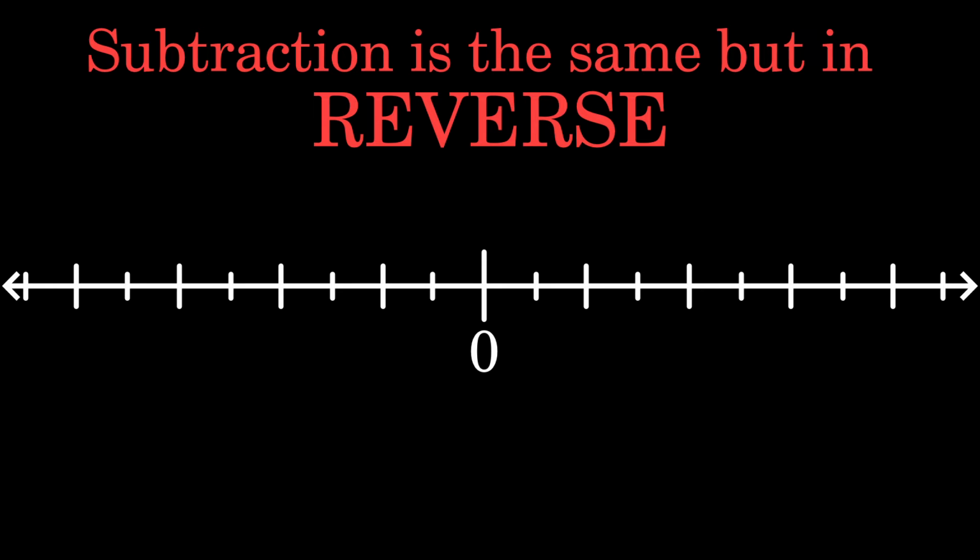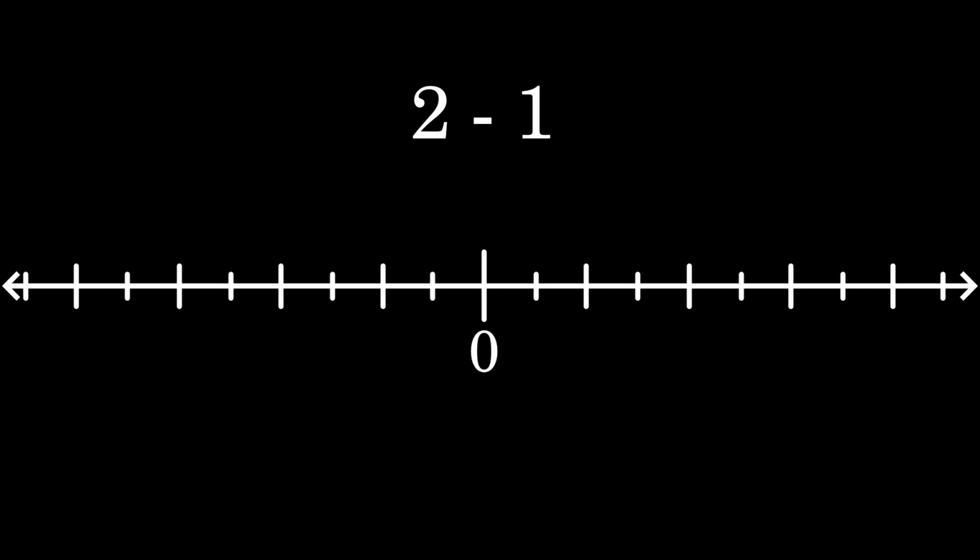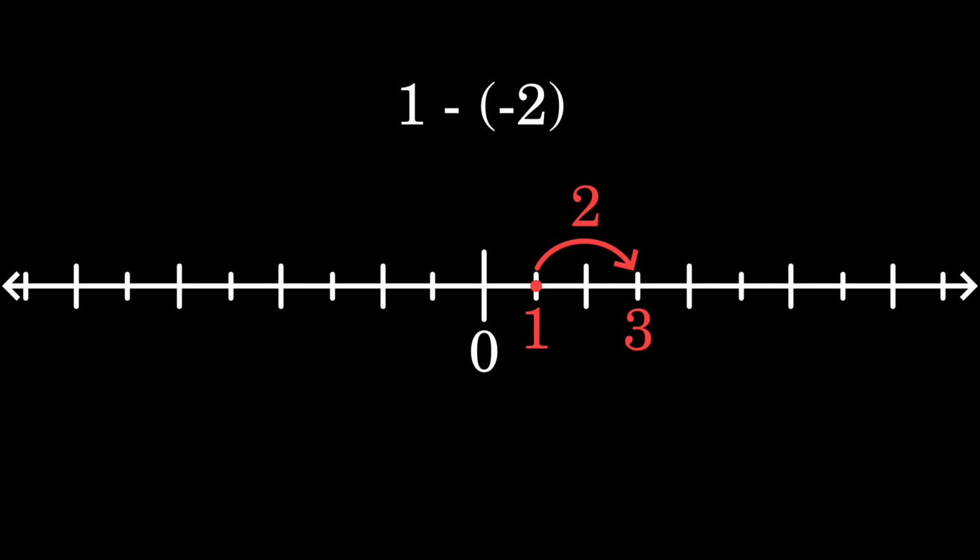If the number is positive, we move in the negative direction, and if it is negative, we move in the positive direction. For example, 2 minus 1. Plot 2 on the graph and move in the negative direction because 1 is positive. If we have negative 2 minus 1, we would plot negative 2 on the number line and again move in the negative direction, giving us an answer of negative 3. However, if we had 1 minus negative 2, we would plot 1 on the number line and move 2 in the positive direction, meaning that the number is actually positive 3.